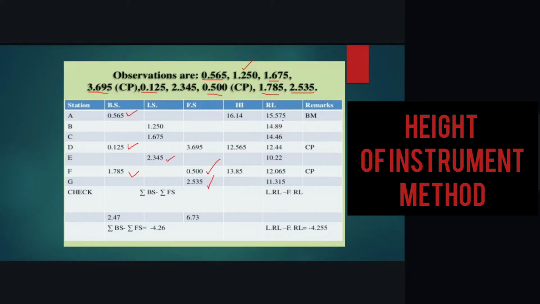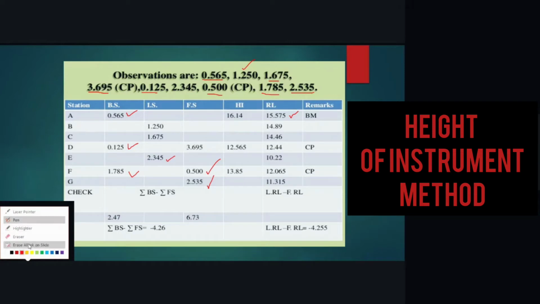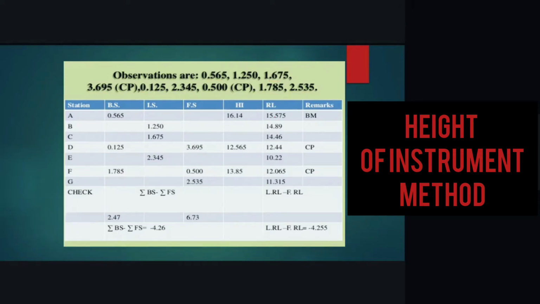So the reduced level is given to you, that is 15.575, which is written here, and we are going to find the height of instrument, which will be calculated by adding the backsight reading. So to 15.575 you are going to add 0.565. It will give you the height of the instrument, which is 16.145. So we got the height of instrument for the first station. From this, we are going to calculate the reduced levels of different points.